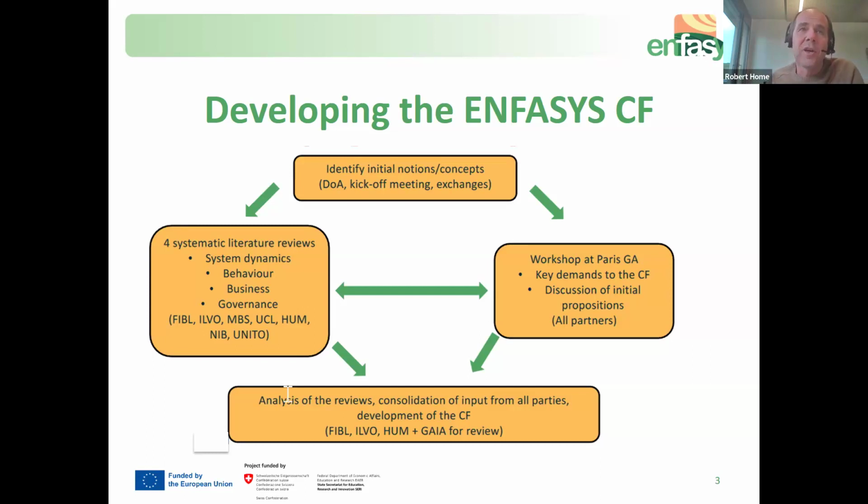Next step was to go and look at the literature. Inside the project, we did these 4 systematic literature reviews, which is very easy and quick to say, but it's actually quite a lot of work. There are a lot of people involved from several different partner organizations in the project, to look at system dynamics, behavior, business, and governance, and to do reasonably thorough literature reviews on how these domains intersect with this concept of societal transformation.